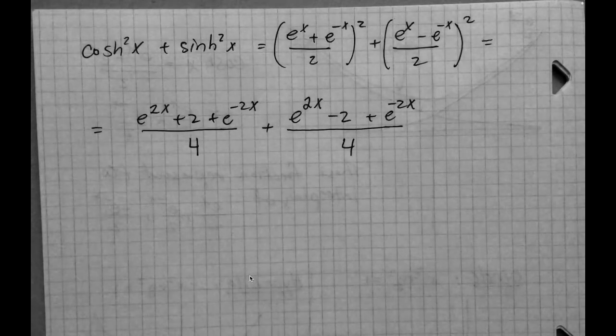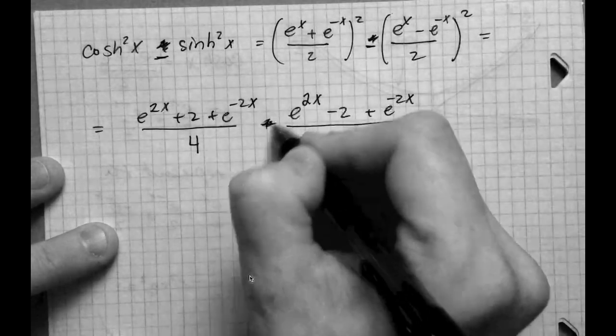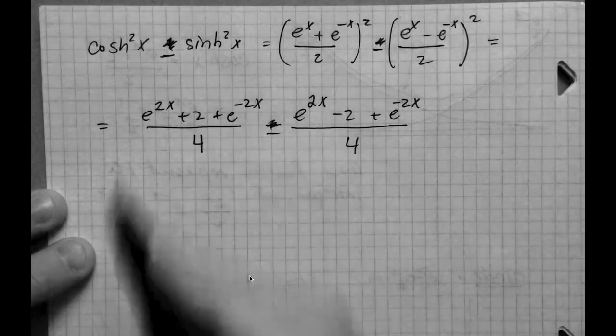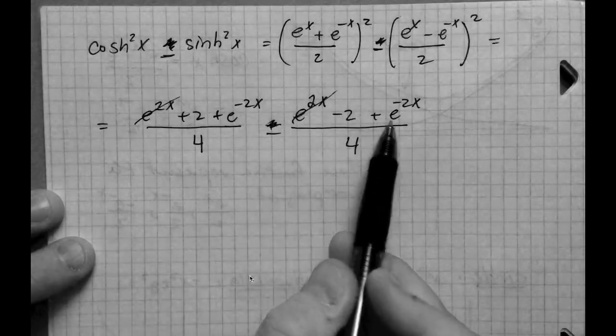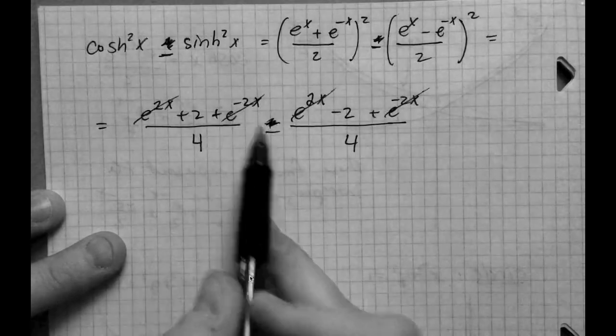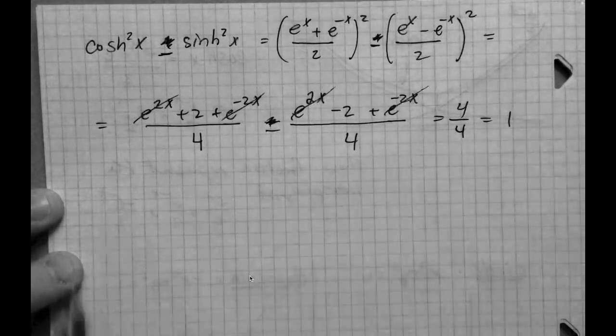Right, and so, actually this is minus, apologies. That's supposed to be a minus in the middle. Okay, so then I would have e to the 2x minus e to the 2x, so those go away. And then I would have e to the negative 2x minus e to the negative 2x, and those would go away. And what am I left with? 2 minus negative 2, so I get a 4 on the top and a 4 on the bottom, right? And so I get a 1.